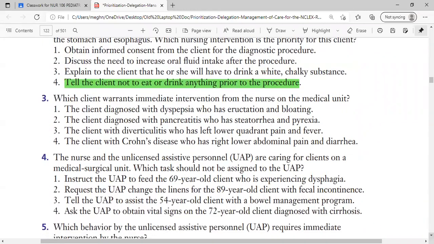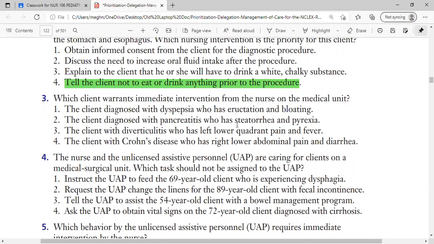Next question here. Which client warrants immediate intervention from the nurse on the medical unit? Number one, the client diagnosed with dyspepsia who has irritation and bloating. Number two, the client diagnosed with pancreatitis who has steatorrhea and pyrexia.